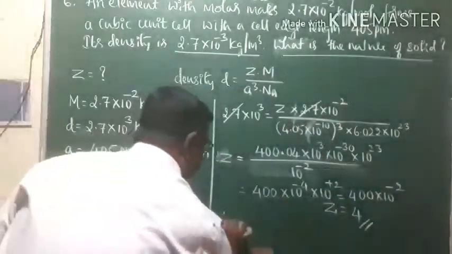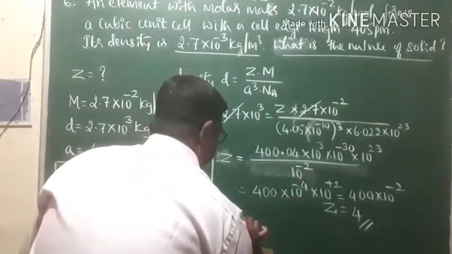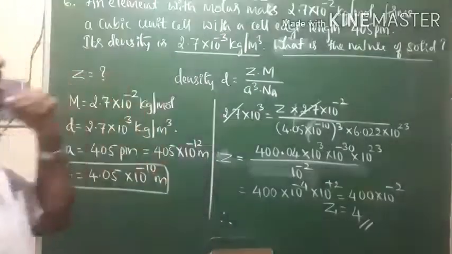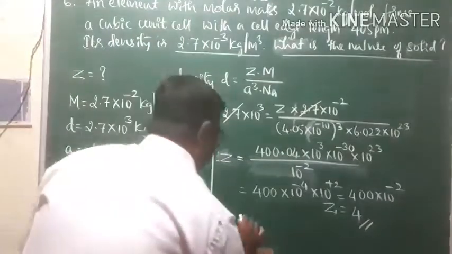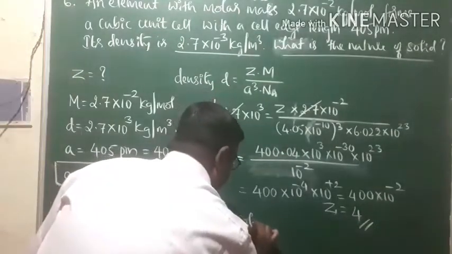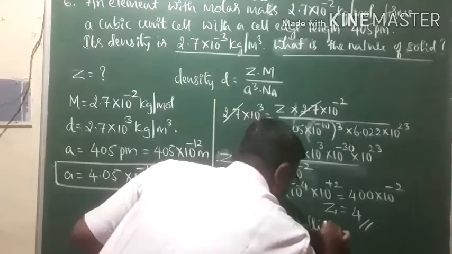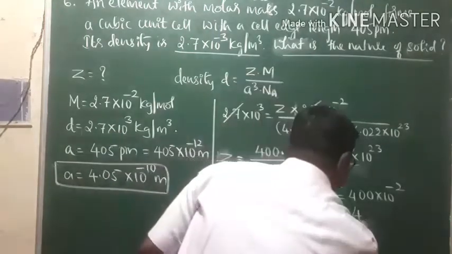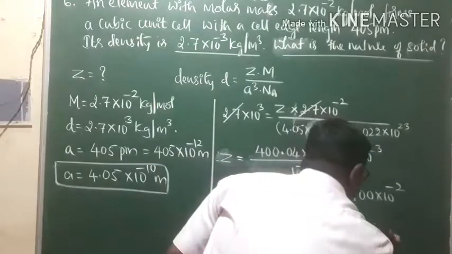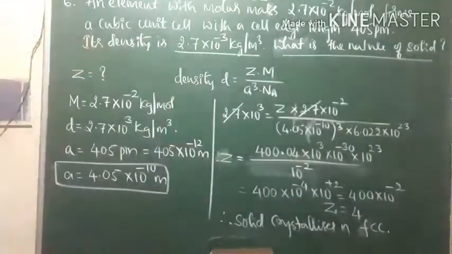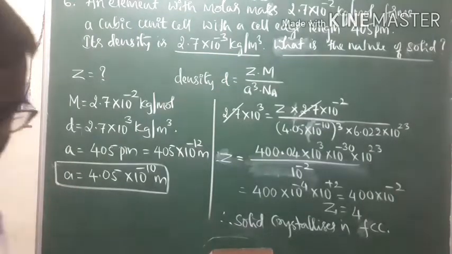That is z value is 4, therefore it is the nature of the solid: the solid crystallizes in FCC, face centered cubic unit cell, and this is the calculation there.